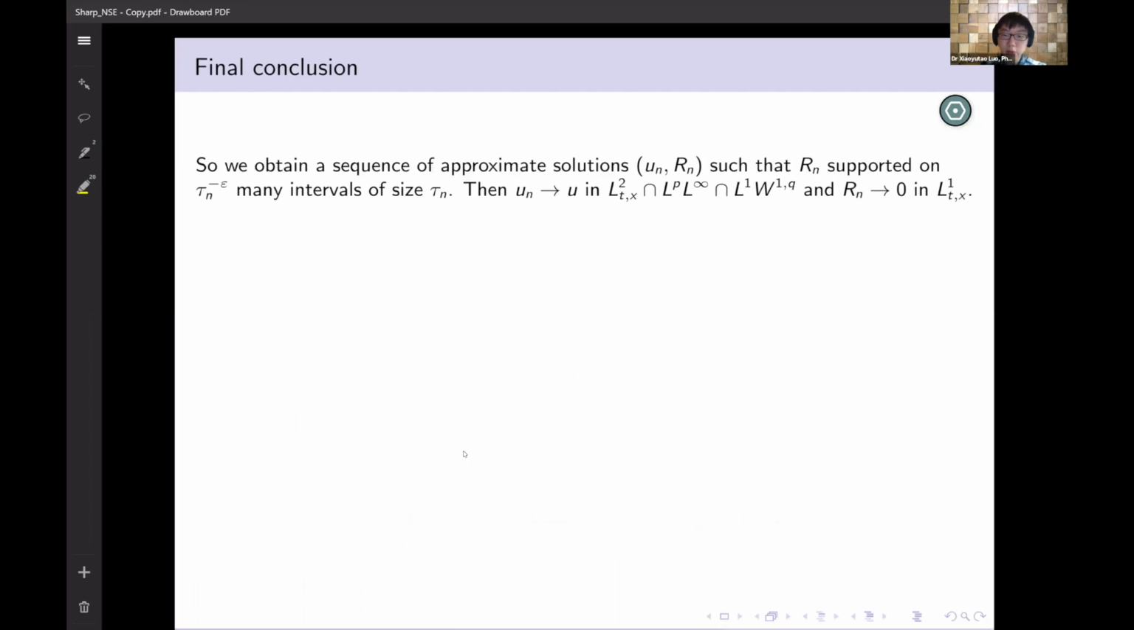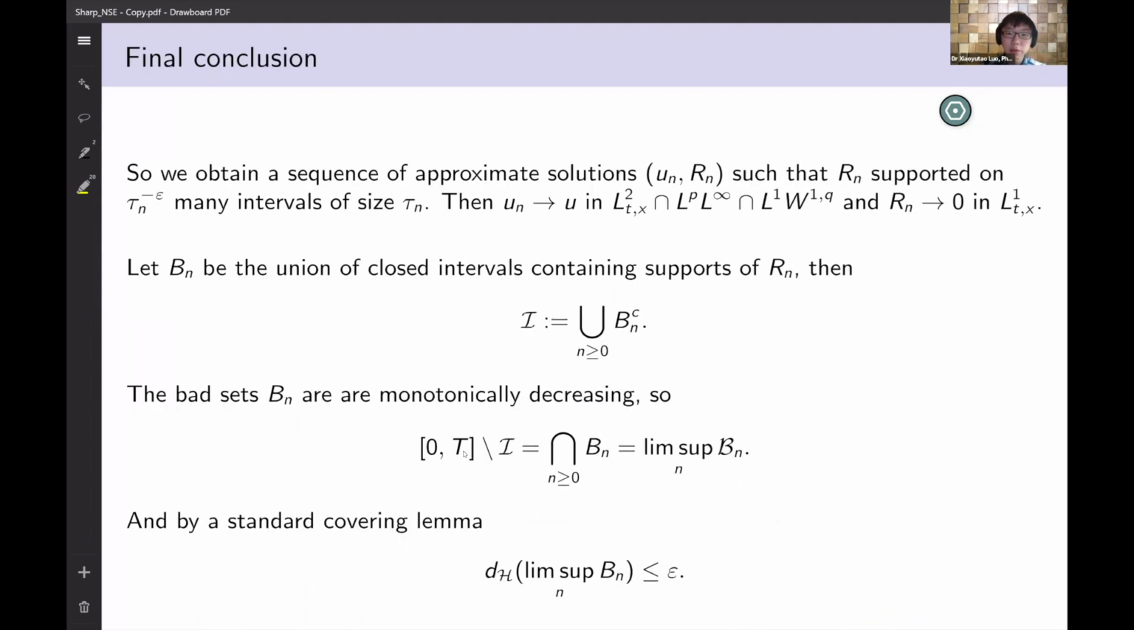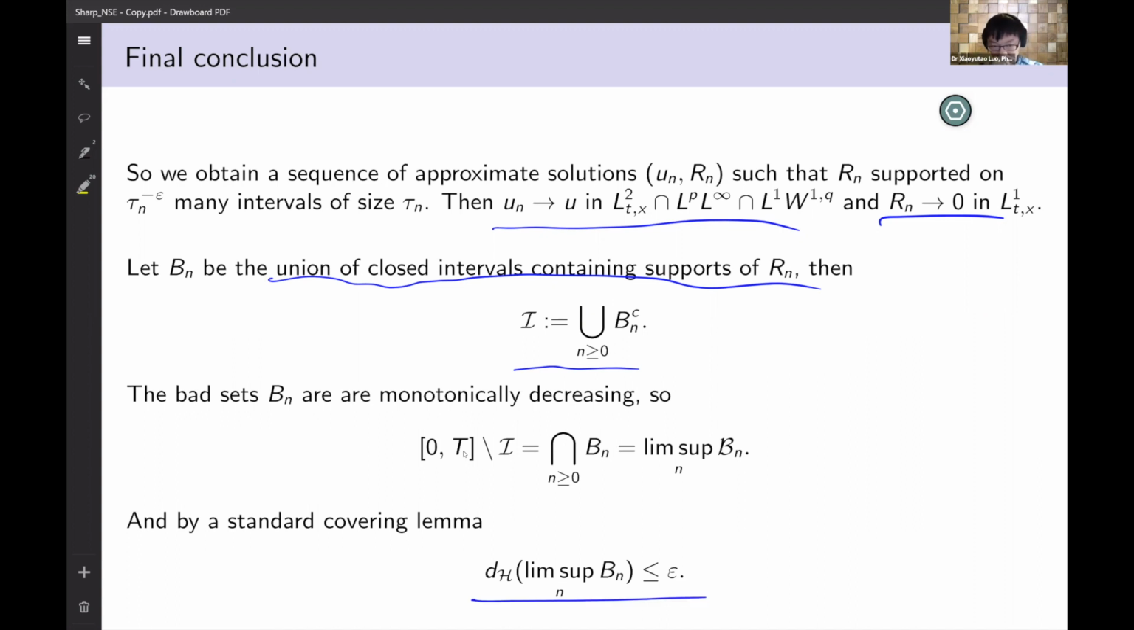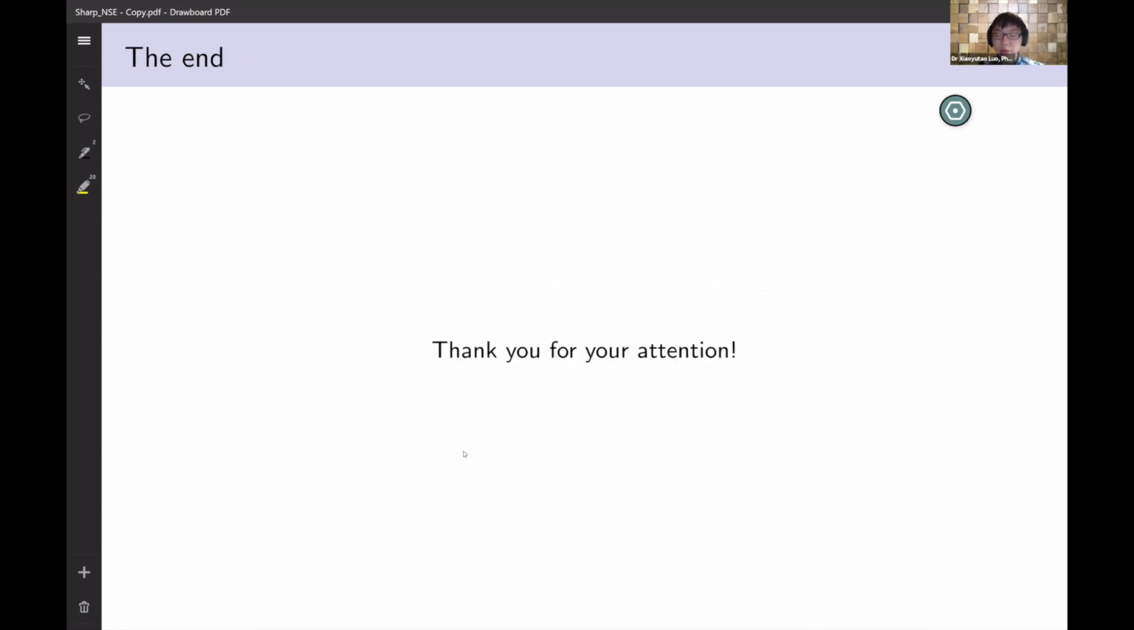Okay. So now we come to the final conclusion. We have a sequence that converges to one vector field in this topology, and R_n, the error, goes to 0 in L1 space and time. If you collect all the bad sets, which are the supports of R_n, then you can define this interval of regularity as the union of the complements of all the bad sets. And because these bad sets B_n are decreasing, it is equal to a lim sup, and by the standard covering lemma, the dimension can be bounded by epsilon, because by definition it is tau_{n-1} to the minus epsilon many intervals of size tau_n. So by the covering lemma, the Hausdorff dimension is less than epsilon. And we finished the construction.